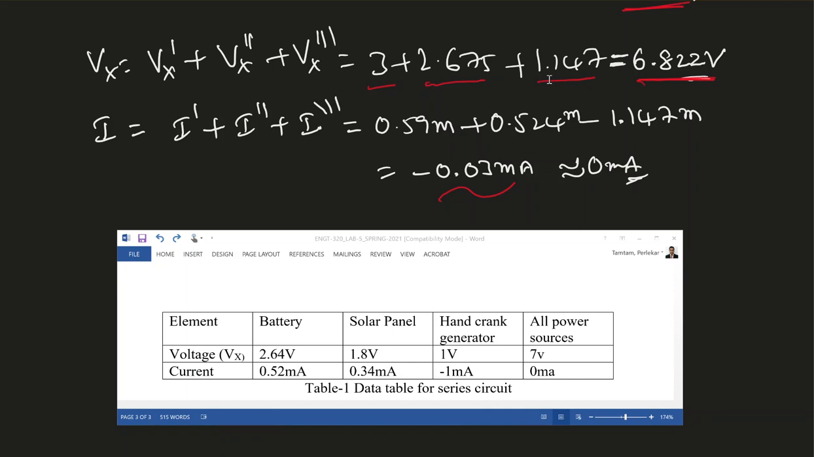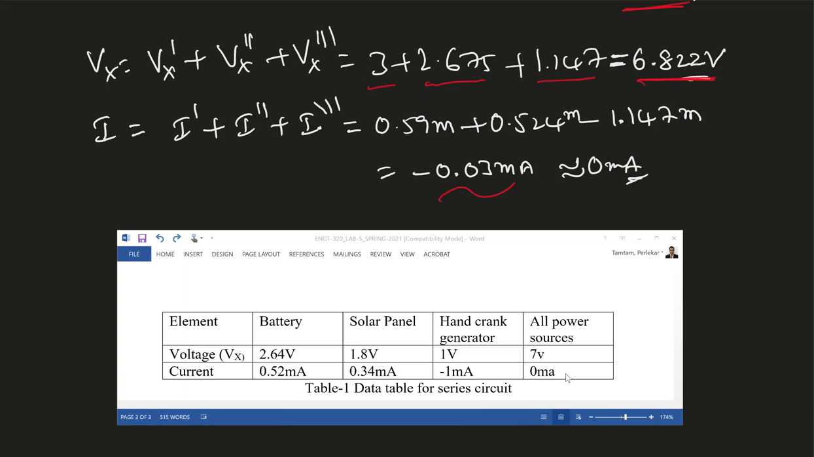The third one is a hand crank generator. I said it is a 7 volt source. Here the voltage drop is 1.147 and the current passing through it is negative 1.147. For the hand crank generator, you can see it's 1 volt and negative 1 milliampere, approximately close enough. The difference might be because maybe I'm rotating it at a different speed. Theoretically the total voltage is 6.8. Practically I end up with 7 volt, very close, and the current is 0.